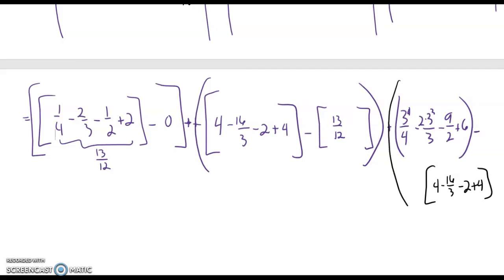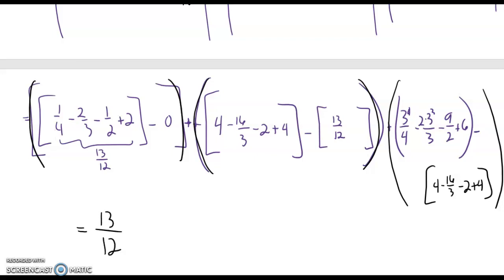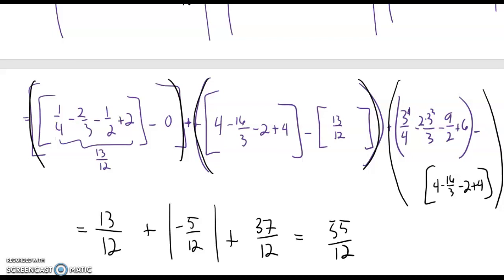Okay, so this is one definite integral. This is my other definite integral, and this is my first definite integral, and we would just make all those positive. So I got 13/12 for this one. This one's going to be negative. I get a negative 5/12 here. And this one's 37/12. Add all those together, 55/12.